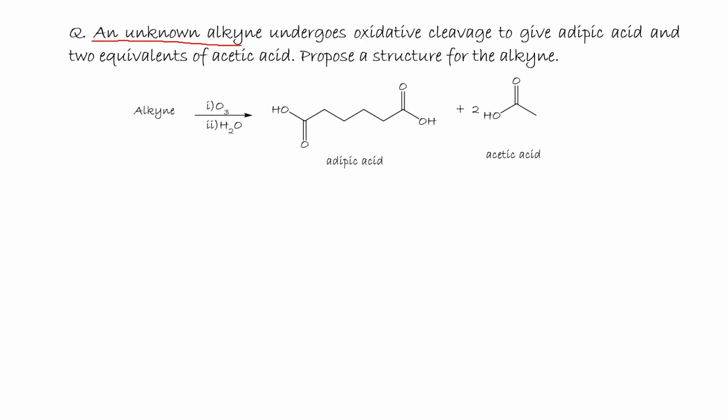An unknown alkyne undergoes oxidative cleavage to give adipic acid and two equivalents of acetic acid. Propose the structure of the alkyne. We know that the alkyne, upon ozonolysis followed by water, gives carboxylic acids. Well, we have adipic acid, so in here COOH and here COOH, and two equivalents of acetic acid. So the triple bond cleaved to give carboxylic acid on the right and carboxylic acid on the left.